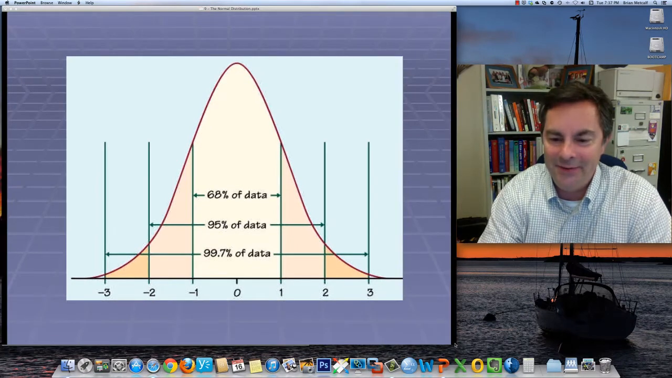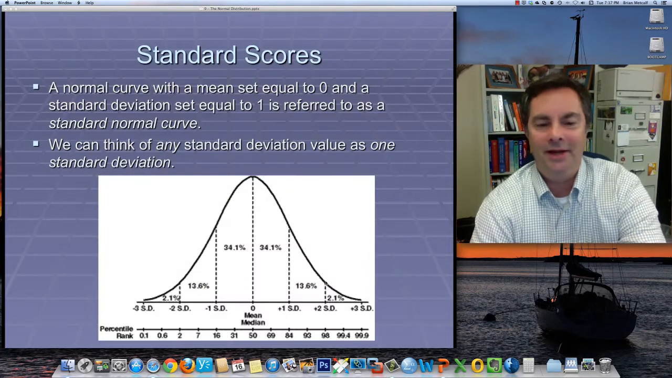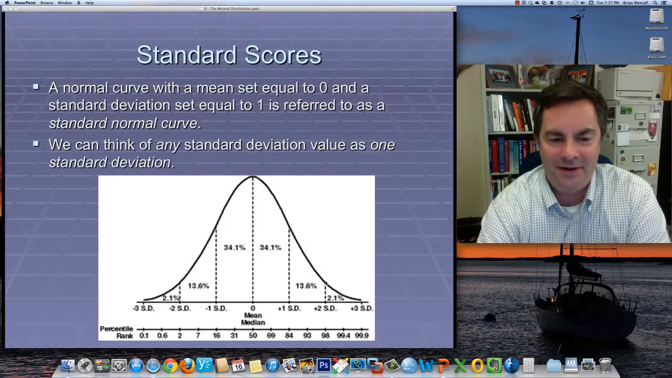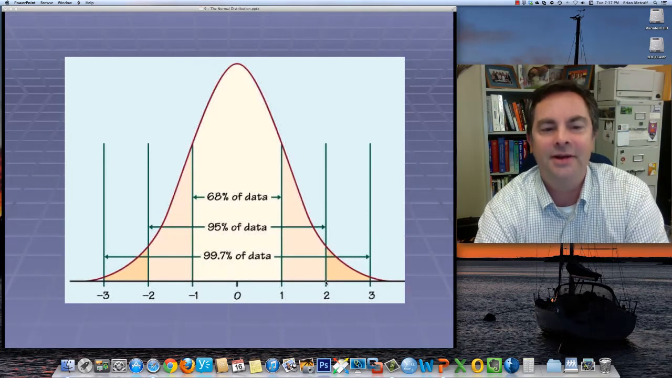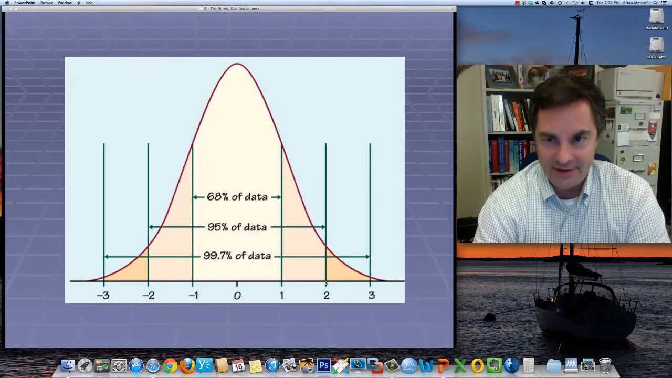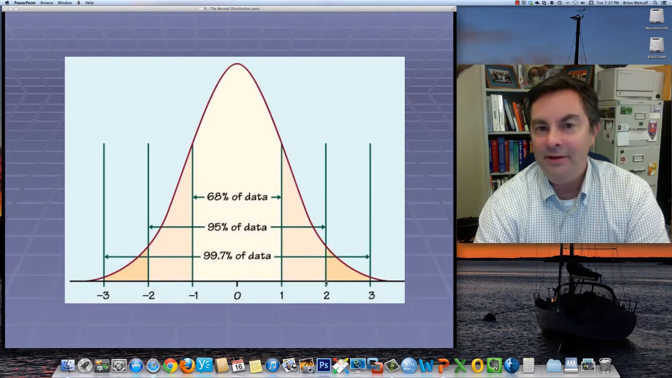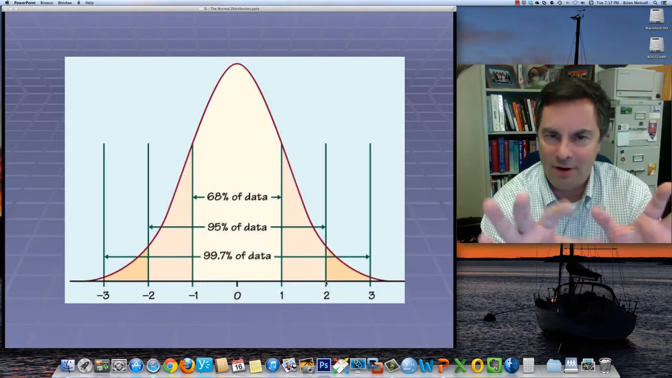We can go down to or up to two standard deviations. If we add together these pieces that are underneath here, it turns out those sum up to about 95%. So -2 to +2 standard deviations cuts off about 95% of the data. It's a little bit closer to a neat, nice round number.